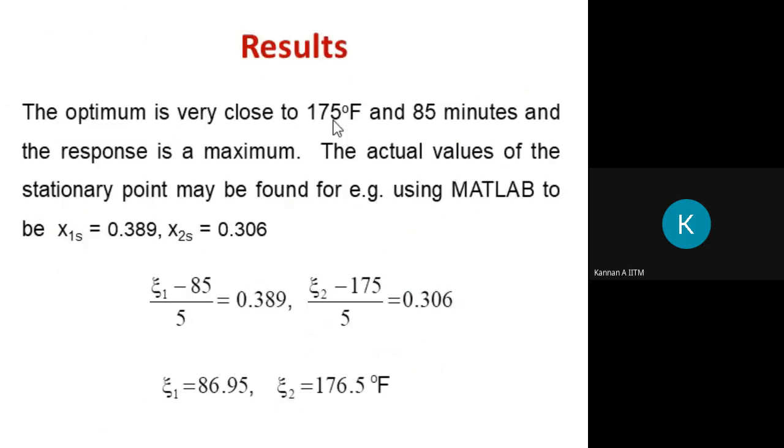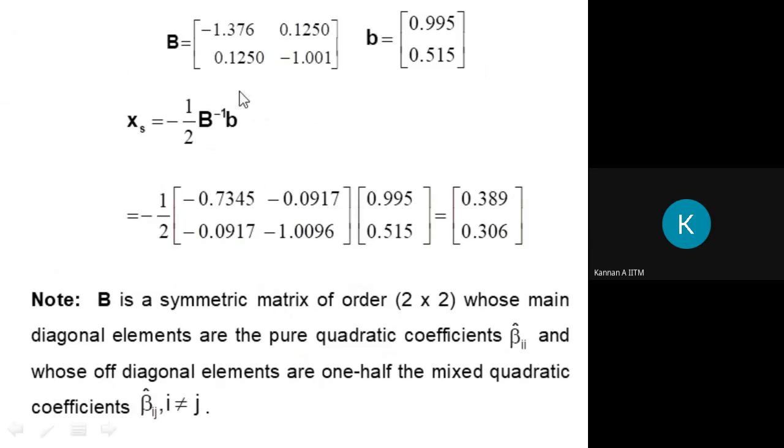Okay, so you can see that this is the B matrix. This is the small b vector, and the stationary point is minus half B inverse b. This was having all the coefficients of beta 1 hat, beta 2 hat. These are the coefficients of the quadratic terms and the curvature terms.